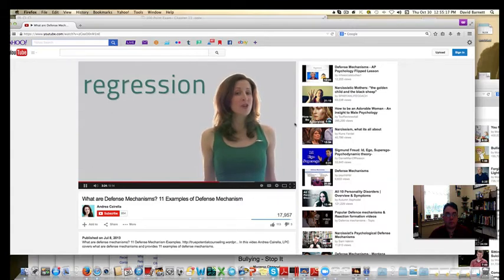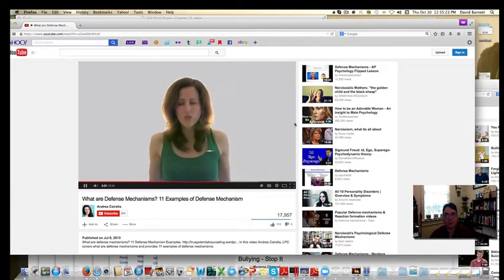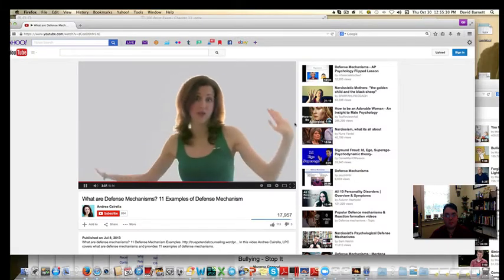Regression, giving up your current level of development and going back to a prior level. An example may look something like this. So, do you have anything that you're going to have to say? Are you going to say anything? Oh, well then fine. I'm just going to go sleep on the couch tonight.